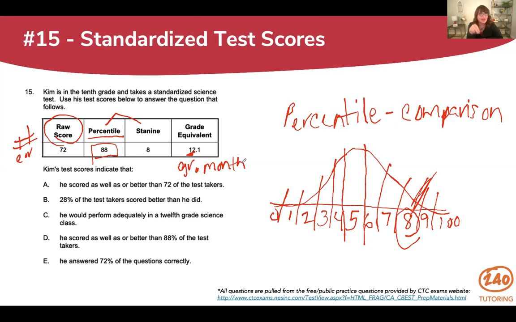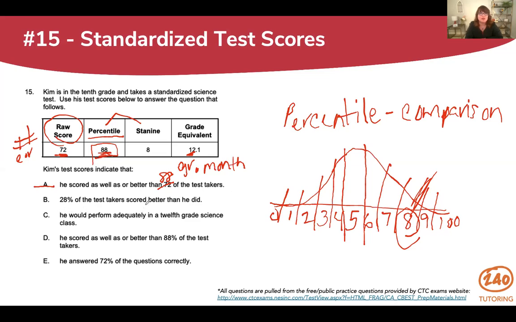So answer choice A says he scored as well as or better than 72 of the test takers. Now we can rule out A because 72 was his raw score. That's the number he got correct. He actually scored better than 88%. So in order for A to be correct, that would have to be 88% of the other test takers. So not just 88 students.